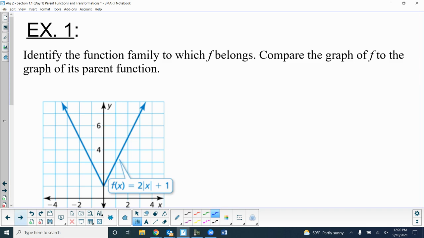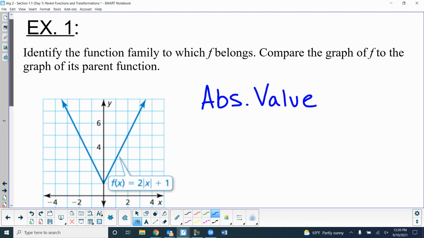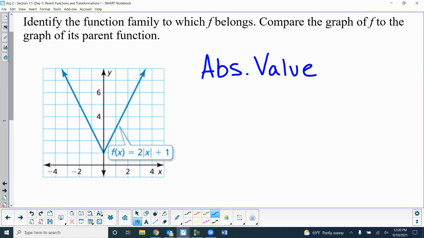All right, so which family does this belong to? Absolute value, the V, right? Okay? It says compare the graph of F. So here's F, they called it. Sometimes they call them G's, sometimes H, but most of the time it's F. And it's in function notation. And the graph of its parent function. So the parent function, remember, has a 0, 0.